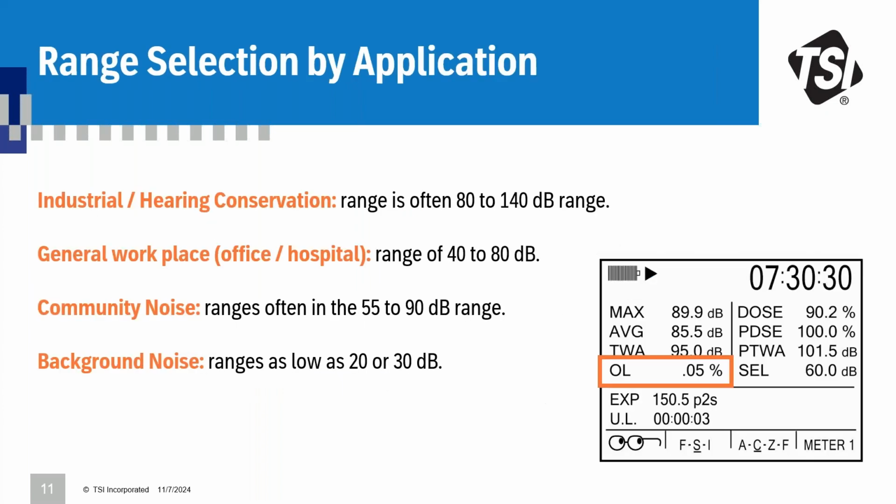You get to this screen by pressing the enter button, and then you see that OL, that's the overload. That's the percentage of time that the measurement was over the selected range, and that's a very minimal, very little overload, 0.05%, right? So the instrument tells you how much you've been above the selected range, right?